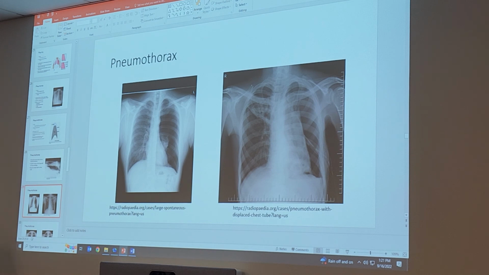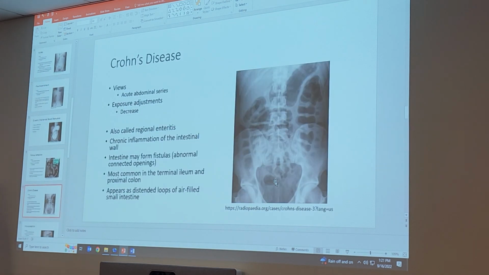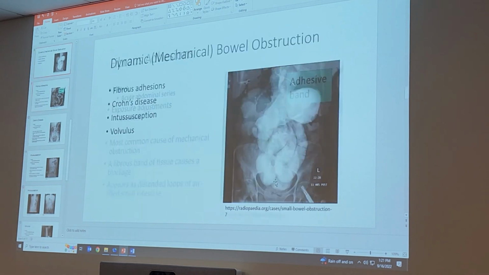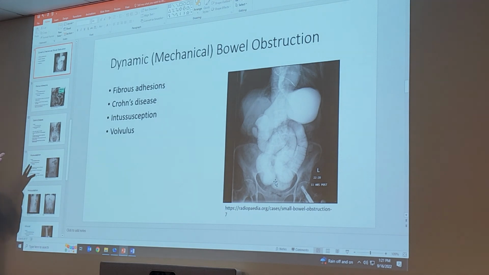We're okay with abdominal pathology? Yes. So if I ask you, for example, which of these is not a dynamic bowel obstruction: fibrous, Crohn's, interstitial subsumption, and ileus? Ileus. Right, you know that ileus is non-mechanical.